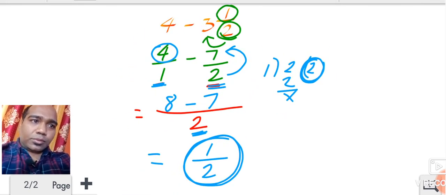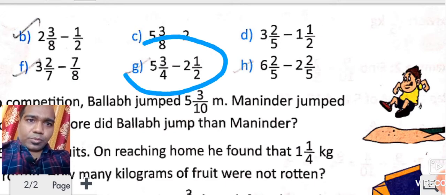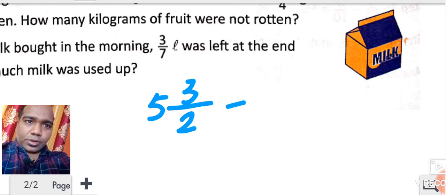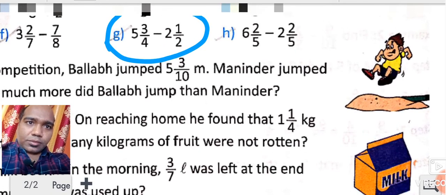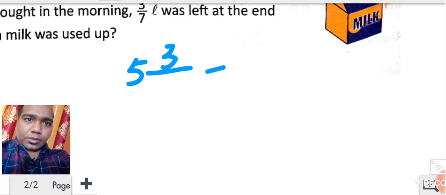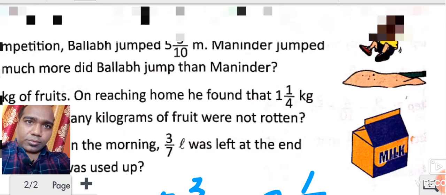So now we'll do another question. Now come to question number G. 5 whole 3 by 4 minus 2 whole 1 by 2. Okay, so we'll write here 5 whole 3 by 4, minus 2 whole 1 by 2. So this is our question.